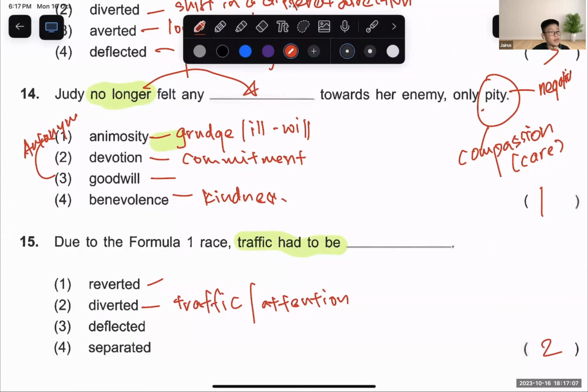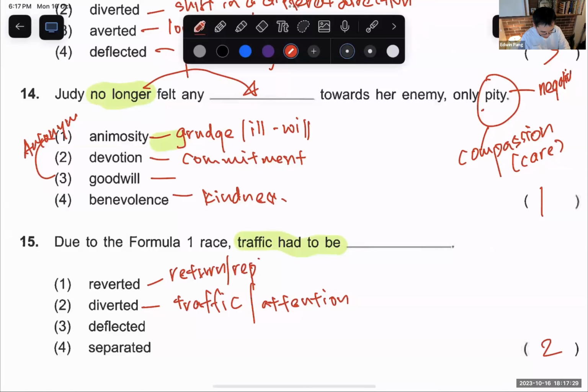I mean, when you're thinking about something and then you think about something else and then you go back to thinking about... Going back. Yes, that's the word. Go back. Right. So your attention goes back. You return your attention. Revert means to return or reply or to go back.